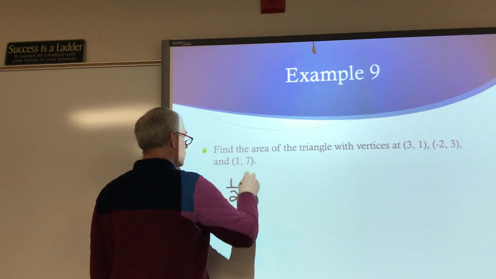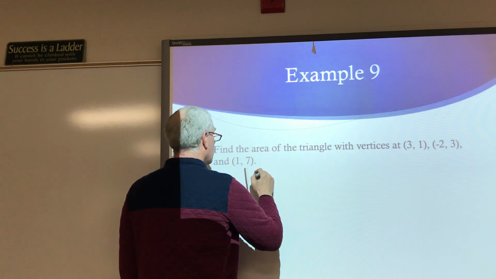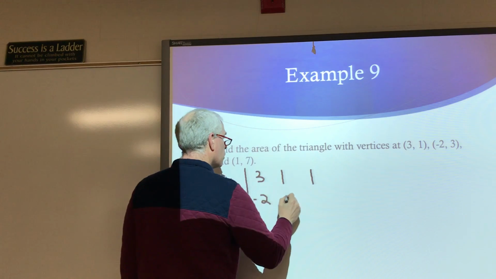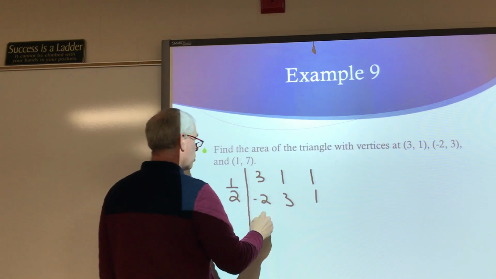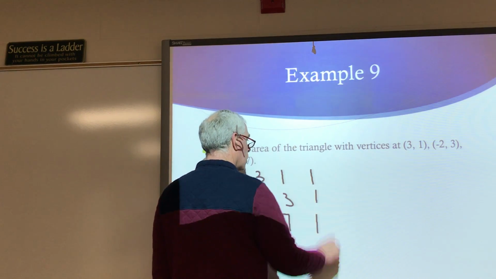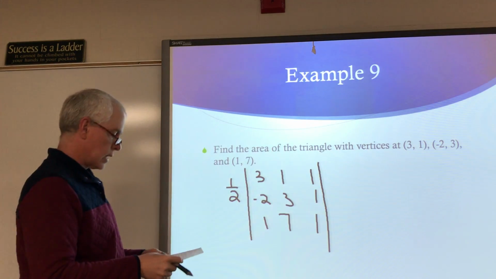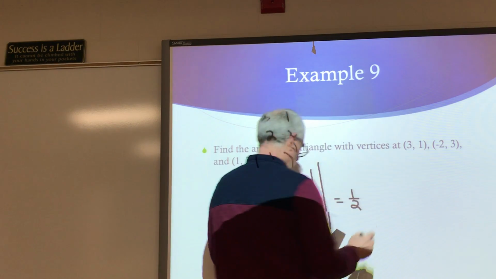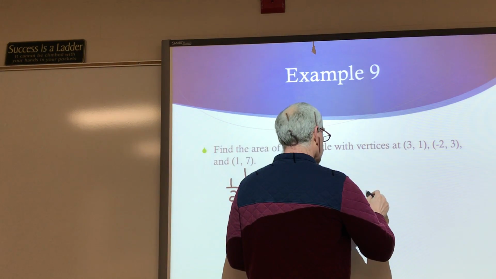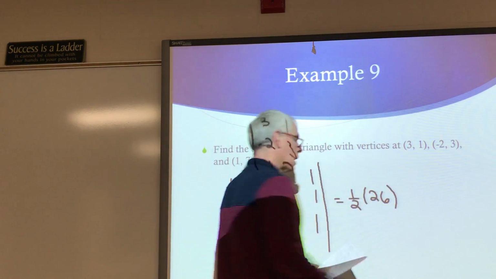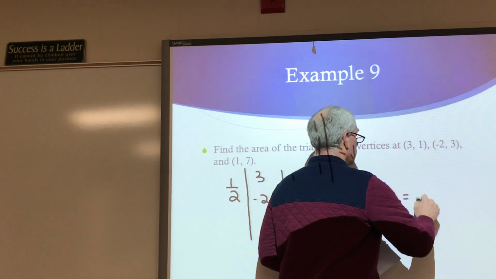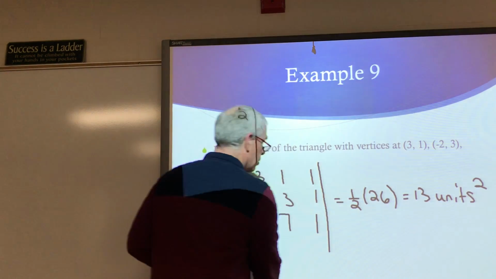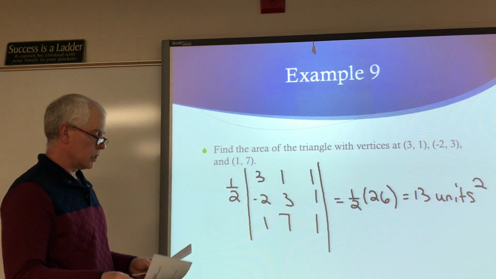1/2. The first ordered pair is 3, 1. And then I always need a 1 in the last column. The second ordered pair is negative 2, 3. 1 in the last column. The third ordered pair is 1, 7. 1 in the last column. And then just use your calculator, you guys. I went in and found the determinant of that matrix, which was negative 26, but the absolute value of that is 26. And of course, half of 26 is 13. And whatever our units happen to be on that grid, that's going to be the area, 13 square units.